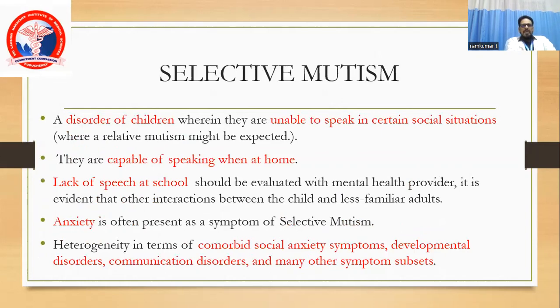Selective mutism is a disorder of children wherein they are unable to speak in certain social situations where speaking might be expected. They are capable of speaking when at home. Lack of speech at school should be evaluated with a mental health provider. It is evident in interaction between the child and less familiar adults. Anxiety is often present as a symptom of selective mutism. There is heterogeneity in terms of comorbid social anxiety symptoms, developmental disorders, communication disorders, and many other symptom subsets.